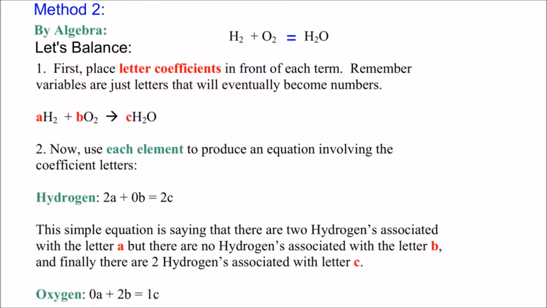Then you'll do the same thing for oxygen. Those are the only 2 elements in this formula, hydrogen and oxygen. There are no oxygens in the A term, so we put 0A. You don't even have to have that at all if you don't want. You could just start with this term here. There are 2 oxygens in the B term, so you have 2B, and that equals 1 oxygen in the C term, so that equals 1C, or just C.